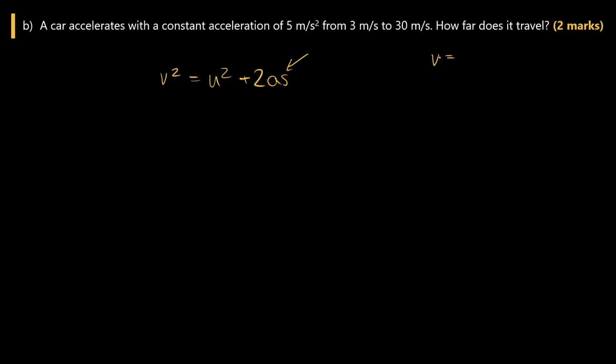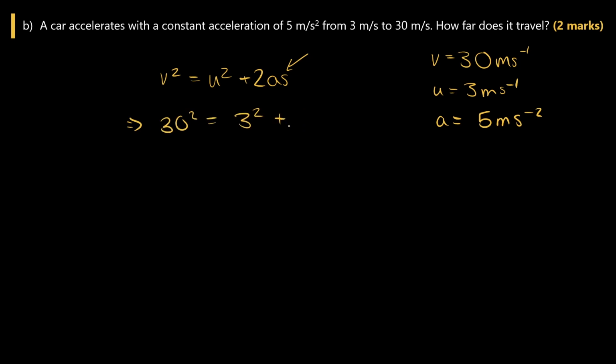v is the final velocity. We know that's 30 meters per second. u is the initial velocity. We know that's 3 meters per second. And a is the acceleration. We are told that it's 5 meters per second squared. So if we start plugging those in, we get 30 squared is equal to 3 squared plus 2 times 5 multiplied by s.